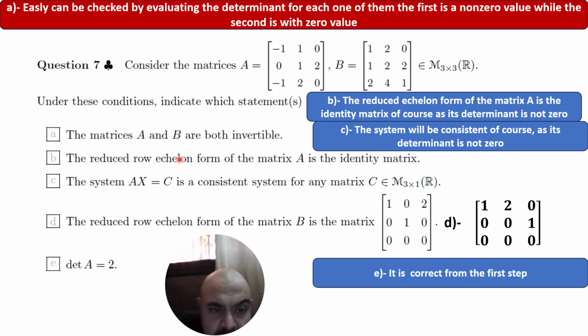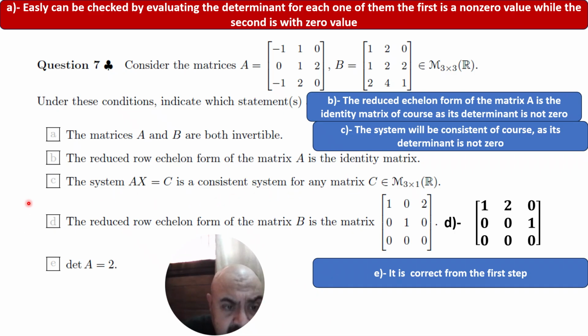Option B, the reduced echelon form of the matrix A is the identity matrix. Of course, since the determinant of A doesn't equal 0, then we will be able to get the identity matrix from this matrix. So it is correct. For C, the system AX equals C is a consistent system for any matrix C.